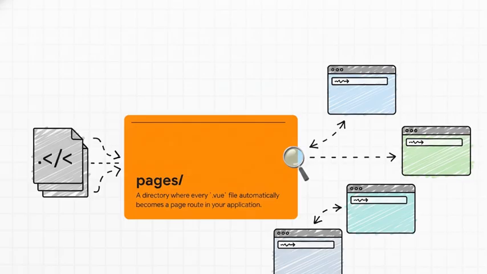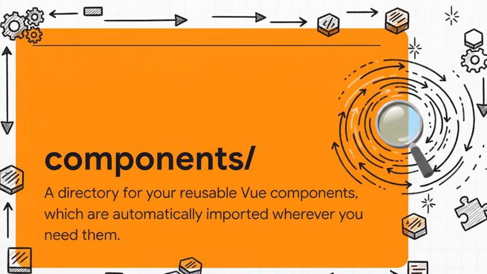It just works. Then we have the Components directory. This is another one of those little bits of magic. Any component you drop in here is automatically available to use anywhere in your entire app. You don't have to write a single import statement. It just gets rid of so much boilerplate and keeps your code super clean.